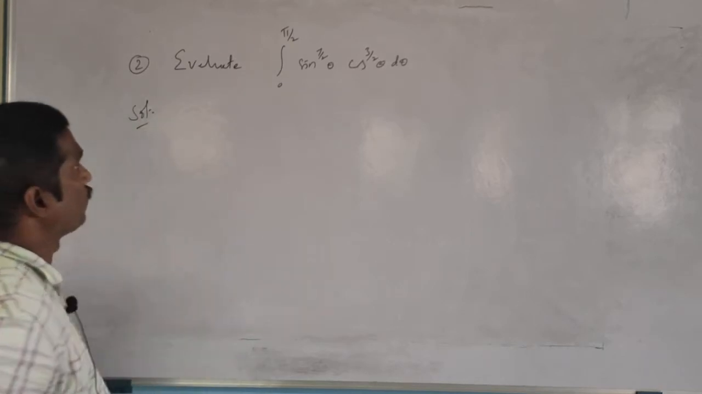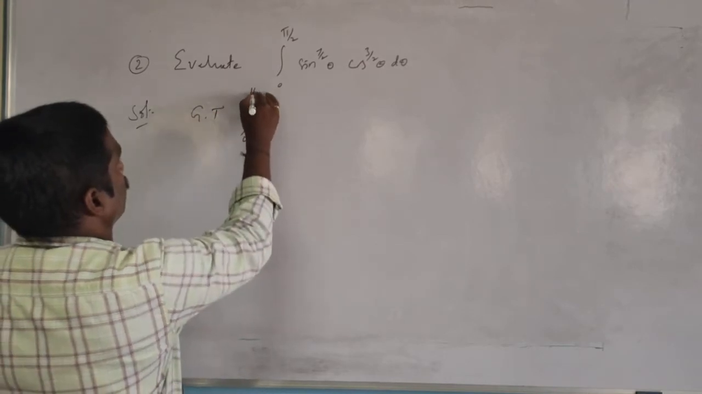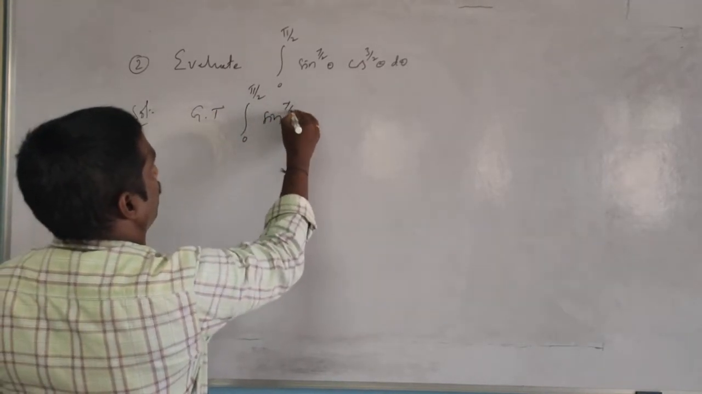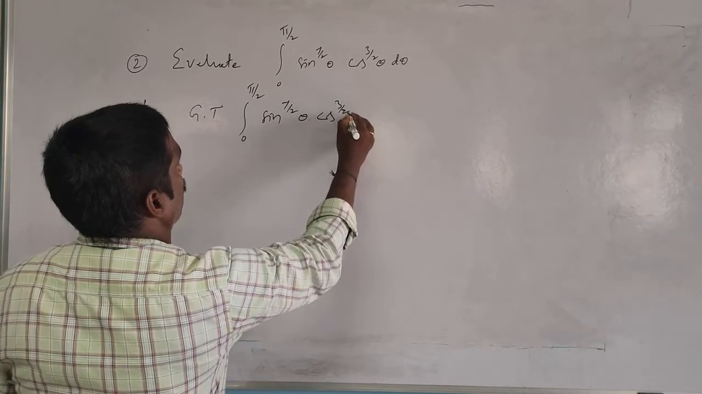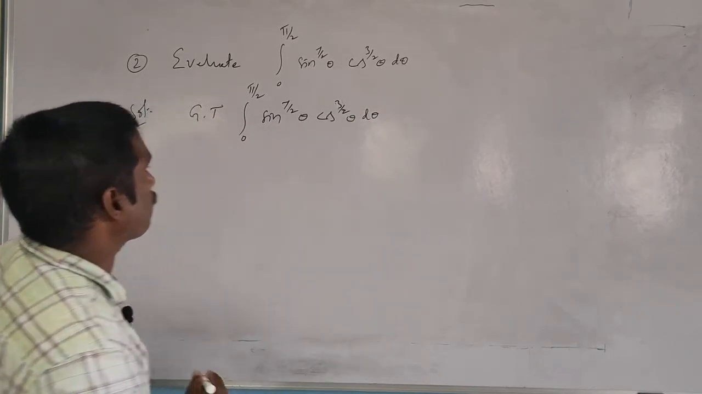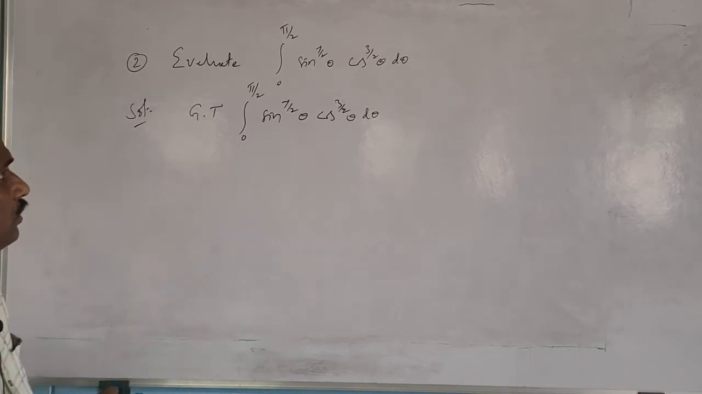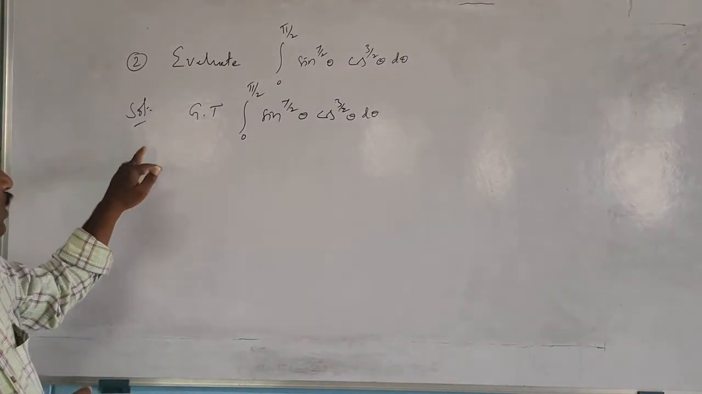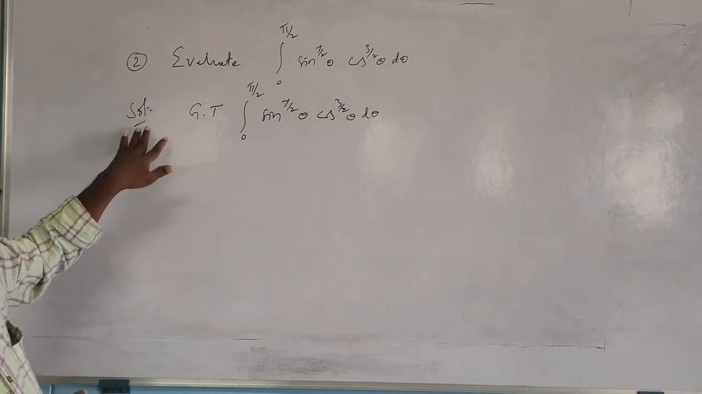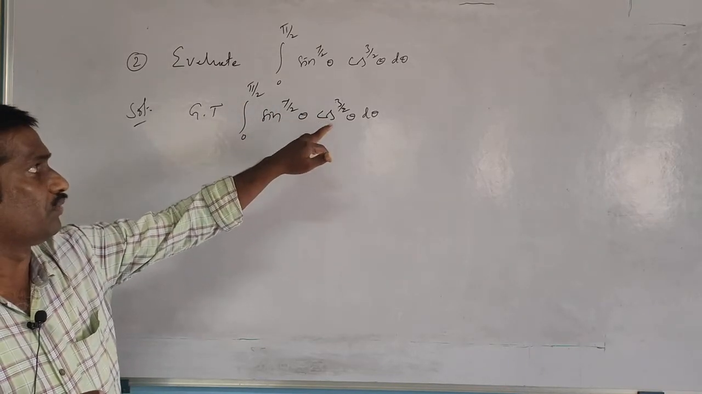We have to find the solution. Given integral 0 to pi by 2 sin power 7 by 2 of theta into cos power 3 by 2 of theta into d theta. Okay, this is the problem. Now we have to find the solution of the above problem.